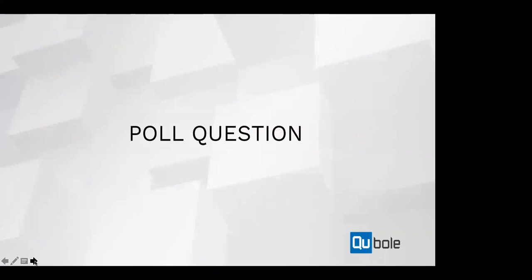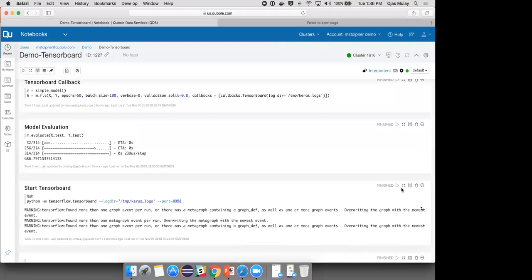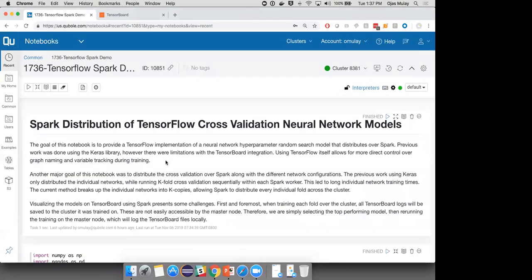Right? So with this, you should see a poll coming in. All right. So while you're answering the poll, I'll switch to my development environment and walk you through the drug discovery example. Right.